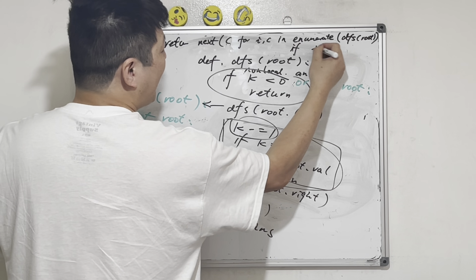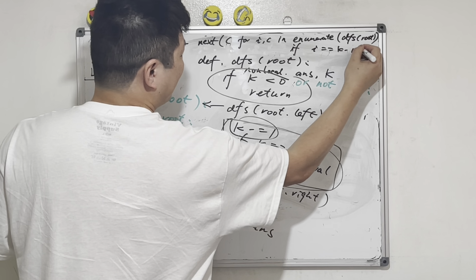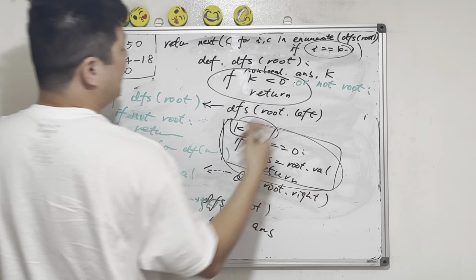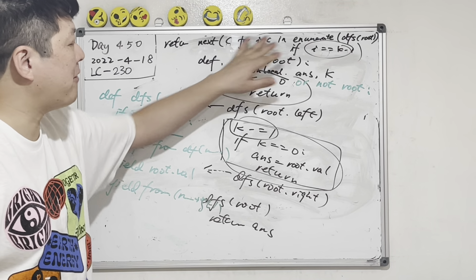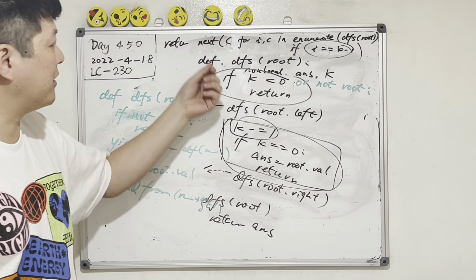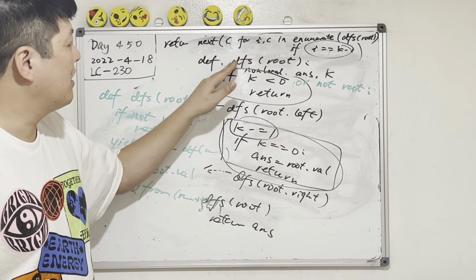If I is equal to k minus 1, right? So we want to find the kth one. Obviously you can rewrite this using the traditional if statement. For I, C in enumerate DFS root, if I equals k minus 1, then return C. But we are using a fancy syntax called the next function.